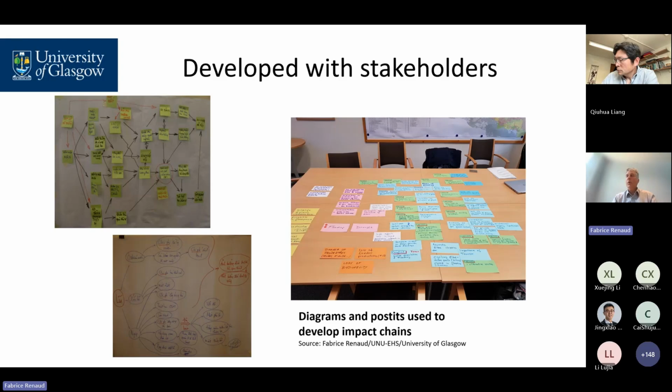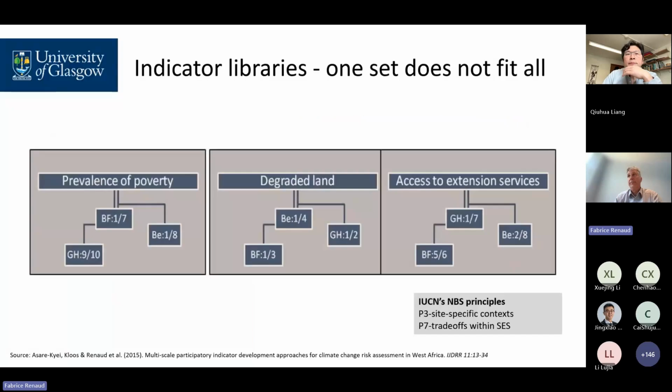And when we develop the impact chains, such as the one I've showed you before, we have a large amount of consultations with stakeholders to try to understand all these cause-effect relationships, to try to understand which ones are the most important, and which one we need to focus on in our risk assessments. And also in how we can identify the indicators that then become relevant to characterize these risks.